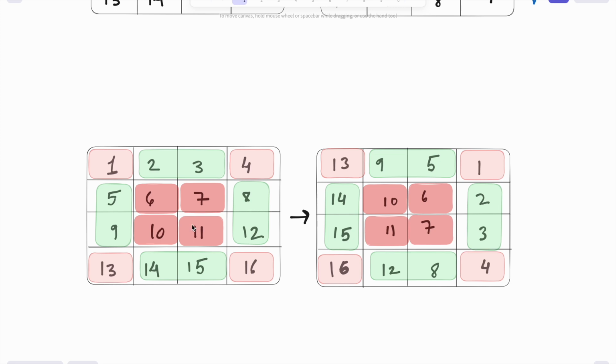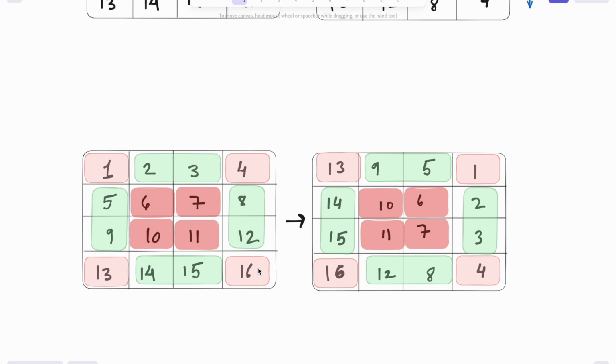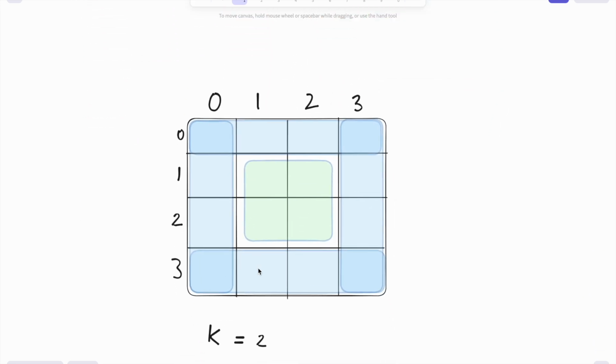So here again we have this layer approach. We would want to rotate these items, and we would have the same logic for every layer as we keep going. So if we determine how many layers there are and we determine the logic, then we are done with the problem. That's where the whole layer part comes in.